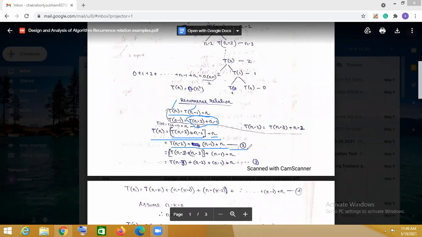So we can say this is step 2. After this step, we have written it as 2. Now we have to substitute this Tn minus 2.